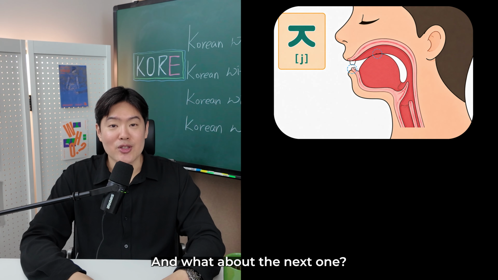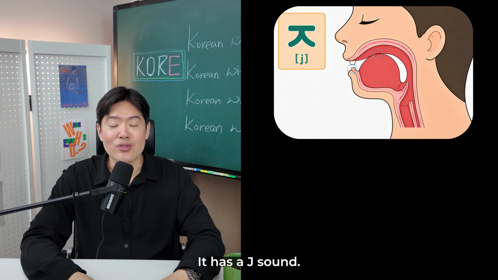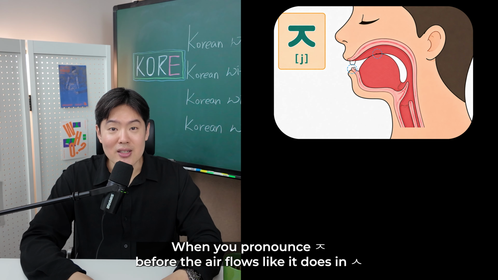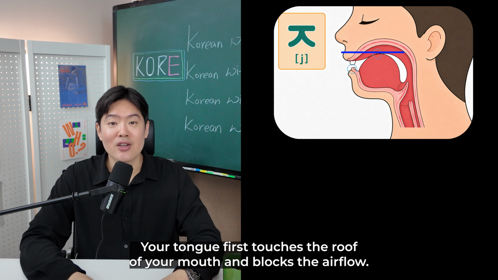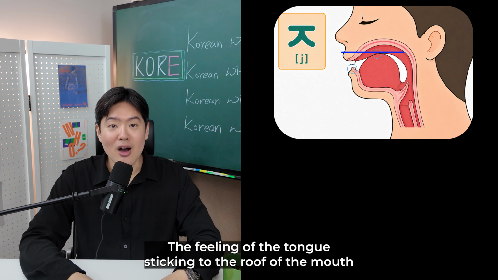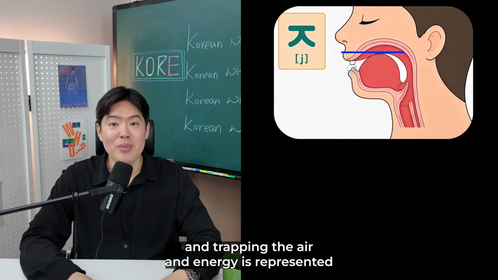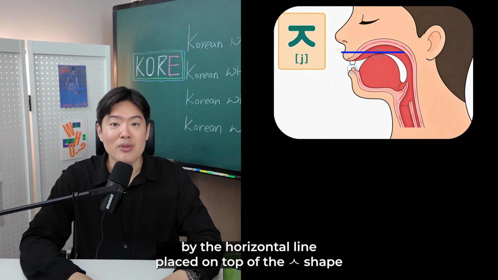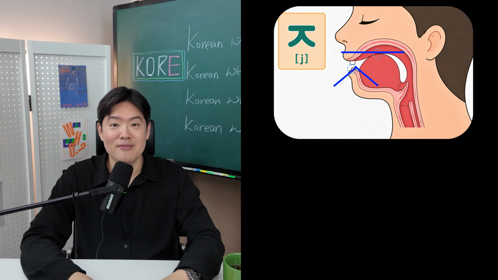Then what about the next one? It has a J sound. When you pronounce J, before the air flows like it does in S, your tongue first touches the roof of your mouth and blocks the airflow once. The feeling of the tongue sticking to the roof of the mouth and trapping the air and energy is represented by the horizontal line placed on top of the S shape.